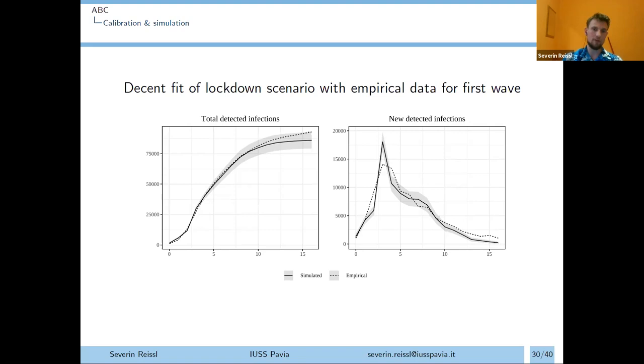Although one thing to note is that towards the end, the epidemic in our model kind of tends to peter out, whereas, of course, empirically, infection numbers kept growing slowly for a while and then obviously went back up. So this is something that I'll come back to, in fact, later on.